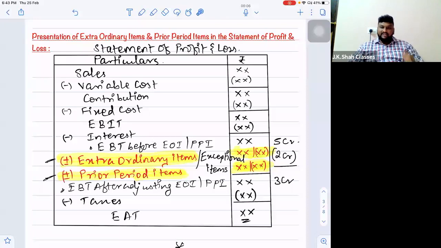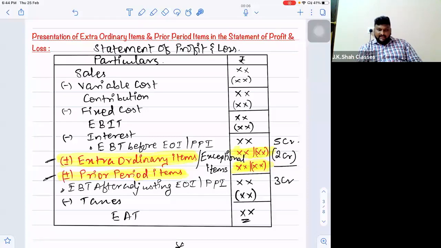Right. So here we complete the first part of the topic, that is ordinary items, the presentation with respect to ordinary items. Second, extraordinary items, and third, prior period items. Right now, I will be discussing with you changes in accounting estimates.